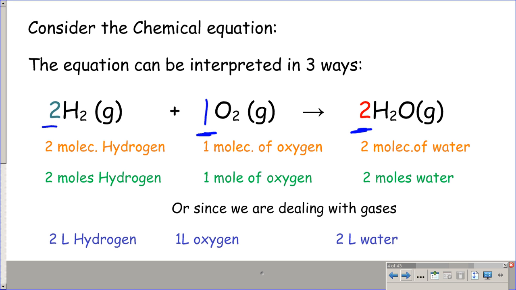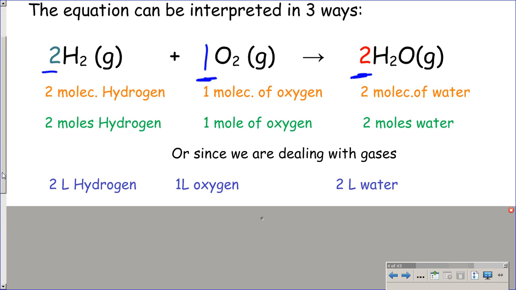So you can call these 2 molecules, 2 moles, 1 mole, 2 moles, or since we can assume STP unless told otherwise, we could even say this 2 could be 2 liters, because these are gases, right? 2 liters, this could be 1 liter, and this could be 2 liters. So the ratio is flexible in its unit. It depends on what you need in the problem. We commonly will be using the mole ratio versus the liter ratio. It's just a coefficient kind of game now, okay?